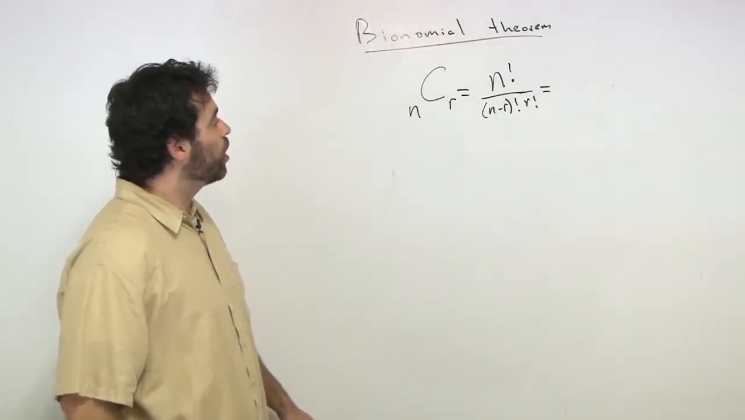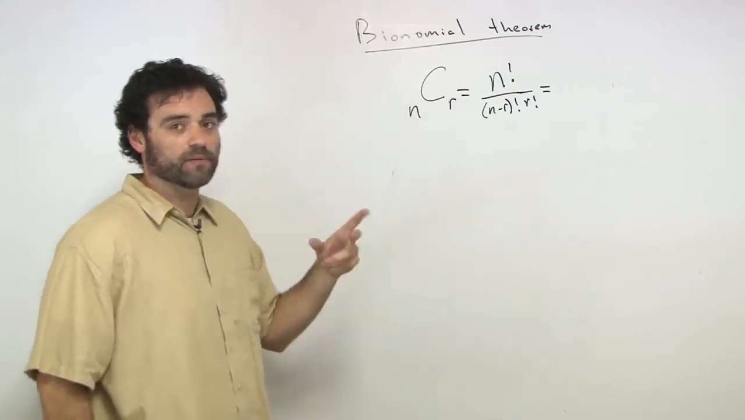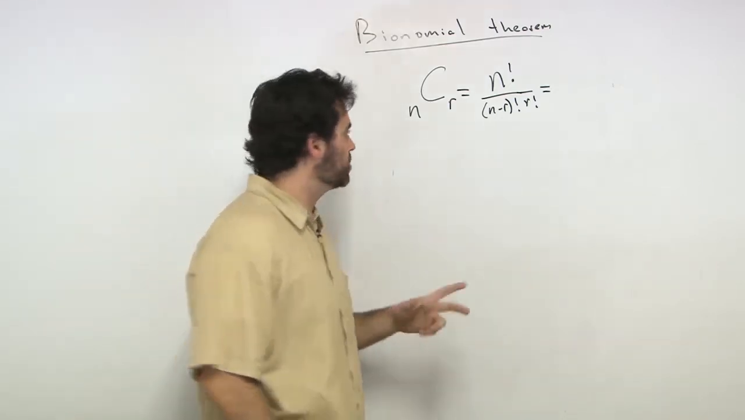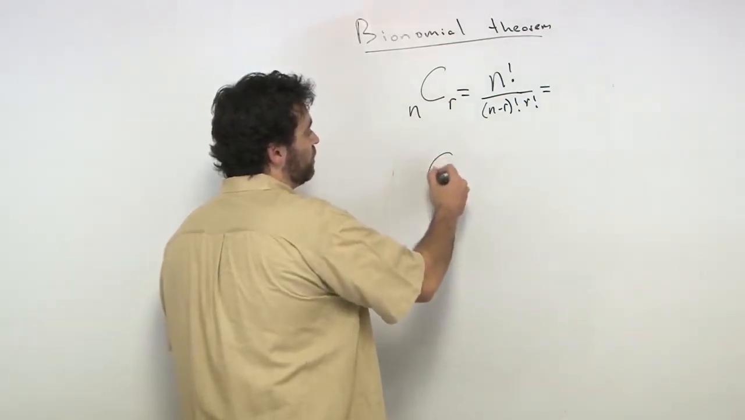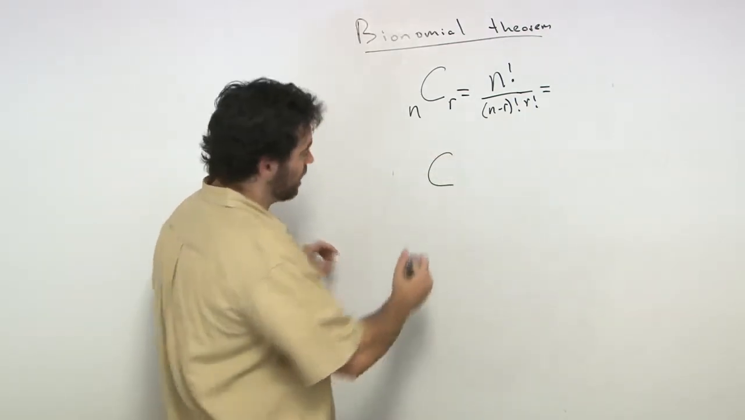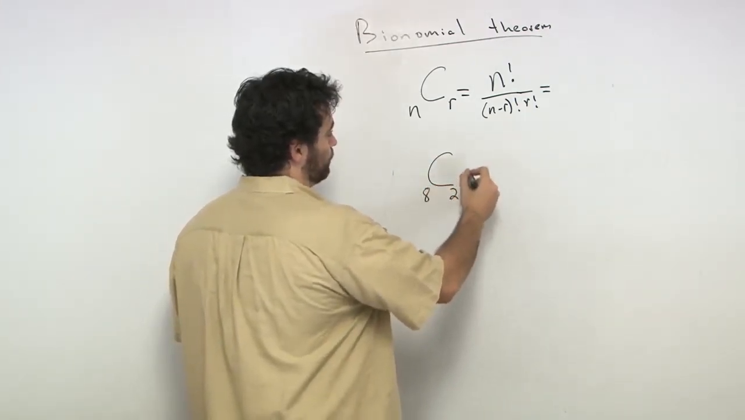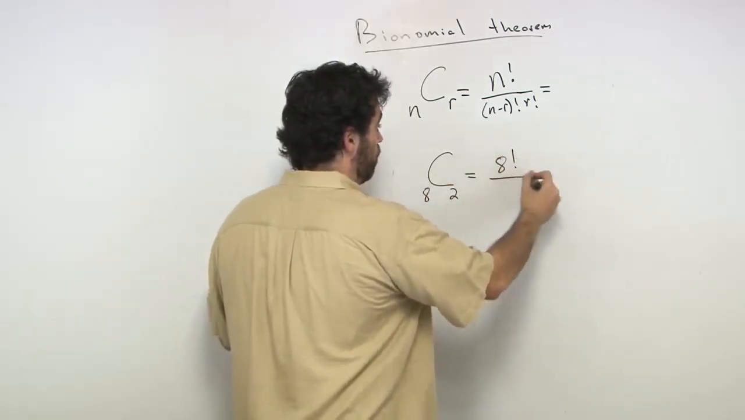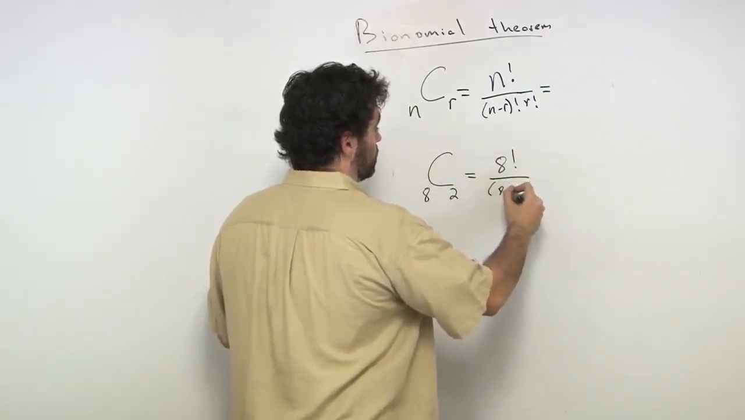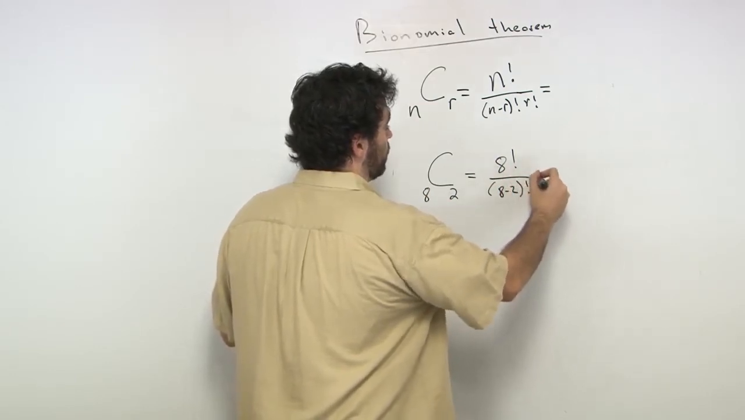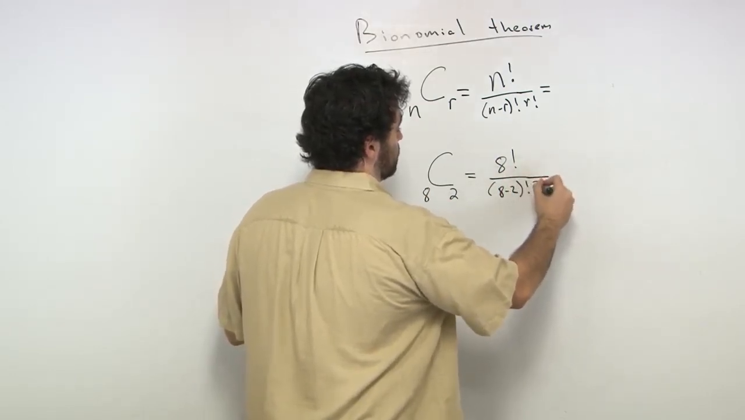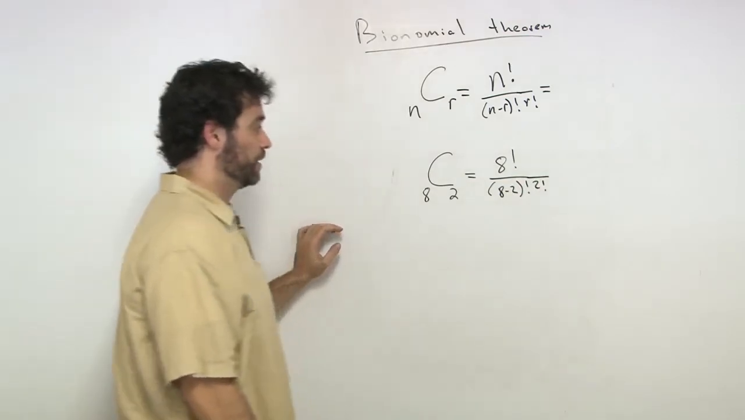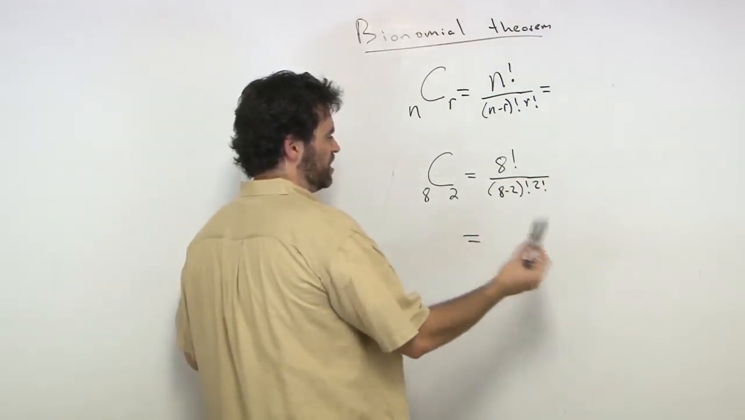So how does that work? That's a combination. It's more about counting. It comes from counting principle, probability, and statistics. You see that more. That's probably where you studied it. If you did see it, say I have 8 choose 2. So we're going to do 8 factorial over 8 minus 2 factorial times 2 factorial. Okay? So let's expand that, and we'll see how this works.